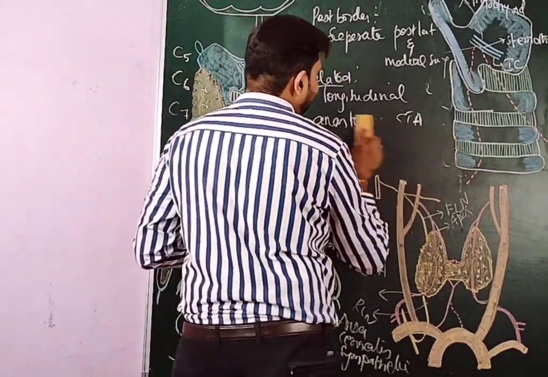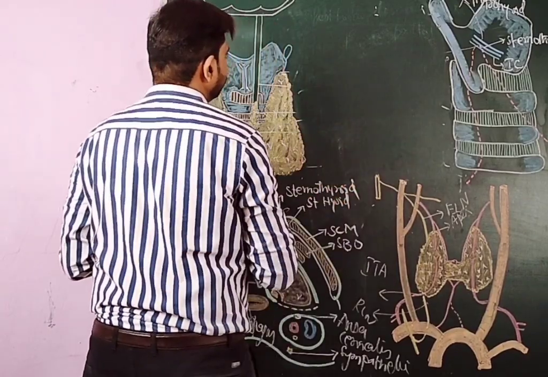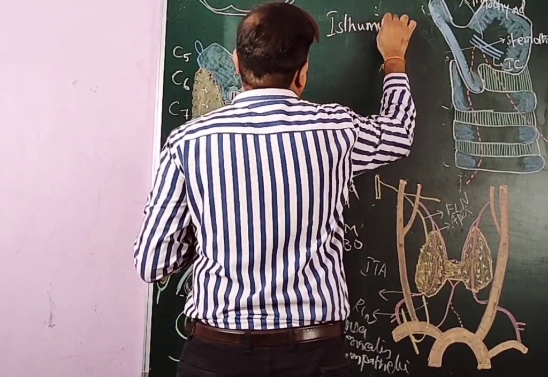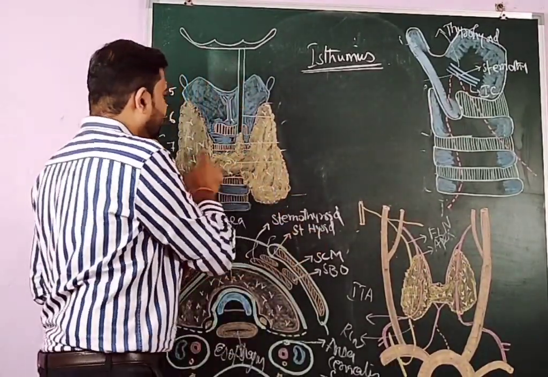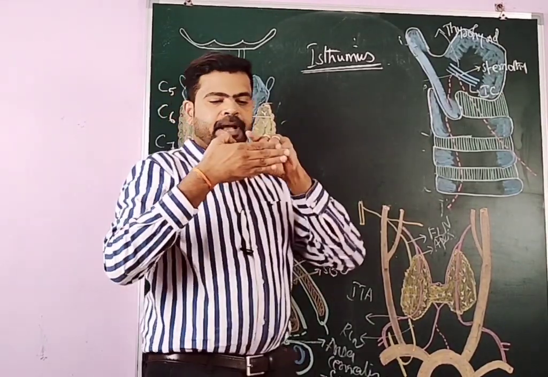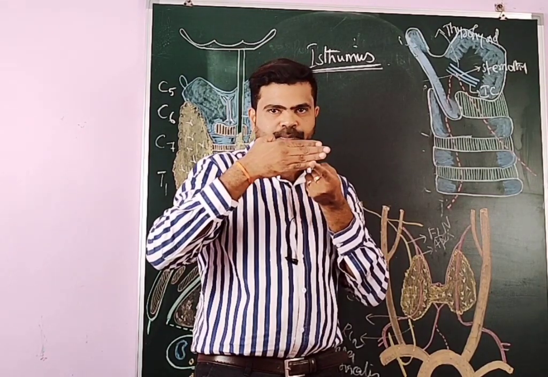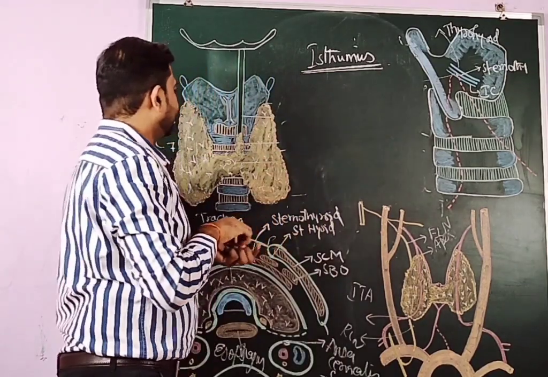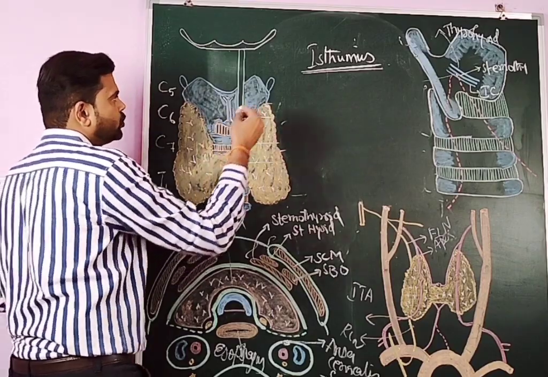Next we'll go for the isthmus. We know the two lateral lobes are connected by the isthmus. Imagine this is the isthmus. It consists of two borders, the upper border and the lower border, and two surfaces, an anterior surface and a posterior surface. So you can see this is the upper border, lower border, anterior surface and posterior surface.